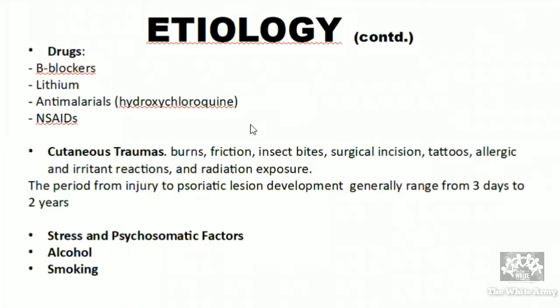Other triggering factor is the cutaneous trauma. Why cutaneous trauma? Because as I said, it's an autoimmune disease. So whenever there is trauma, there is chances of release of these autoantigens. Whenever there is burns, friction, or surgical incision, allergic reaction, radiation exposure, everything, there is trauma, there is injury to the skin, and whenever there is injury, there is release of the proteins inside the cell. So these autoantigens are exposed. There is exposure of these antigens which were previously not exposed in the body. So the generation of autoantigens is more with the cutaneous trauma.